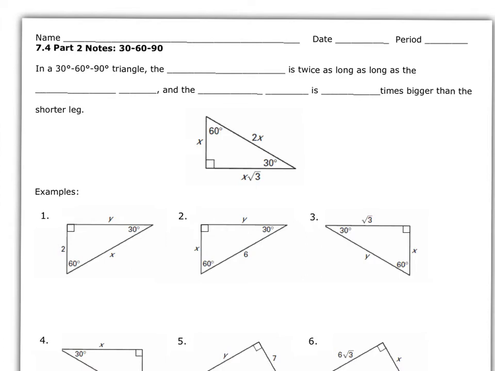And what happens in a 30, 60, 90 triangle is that the hypotenuse is twice as long as the short leg. And the long leg is the square root of 3 times bigger than the short leg.